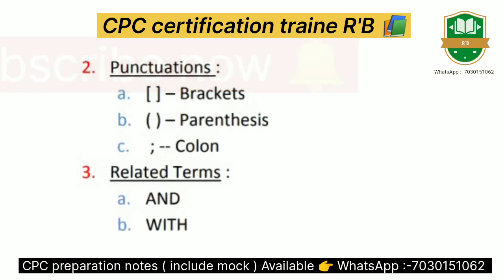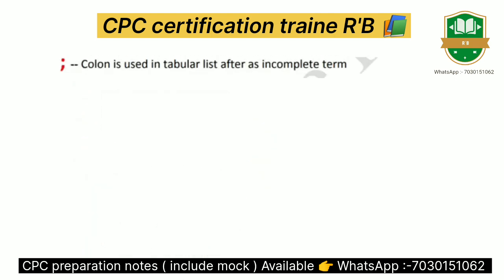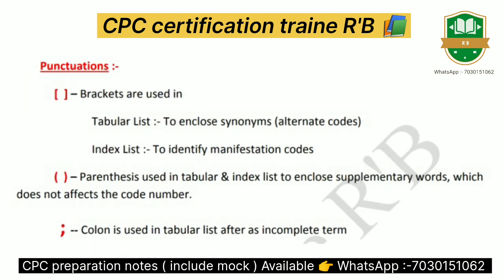Then punctuation in brackets. Brackets are used to include synonyms or alternate words. Then you can check directly to identify the manifestation code. Then parentheses are used in the tabular list and index to include supplementary words which do not affect the code number.